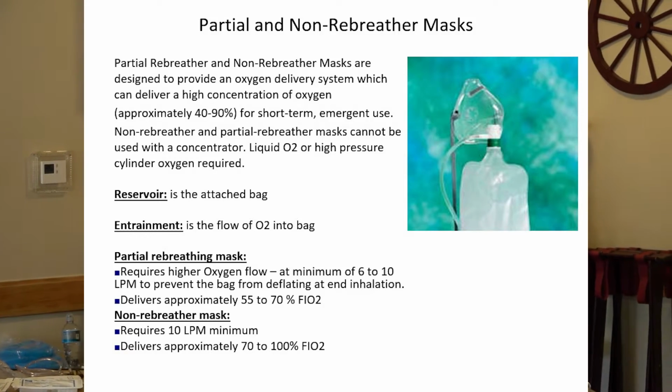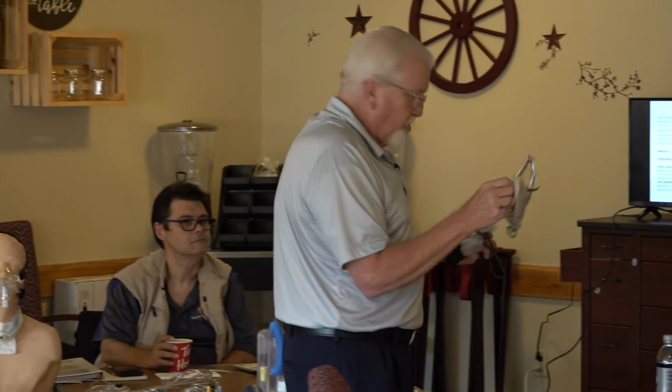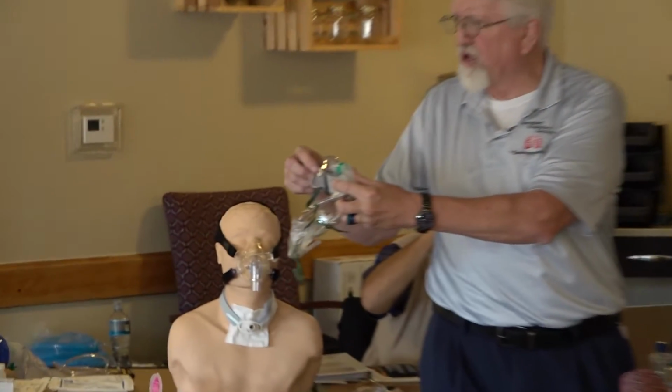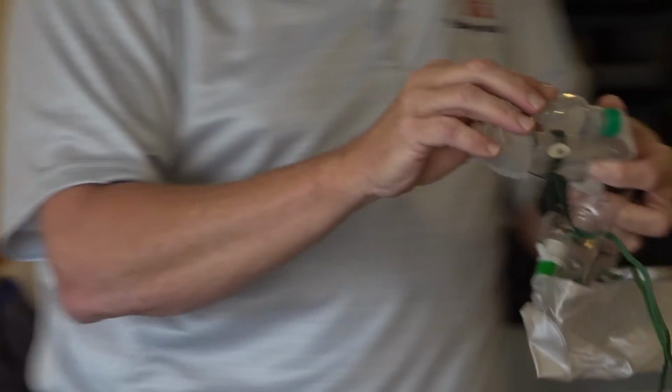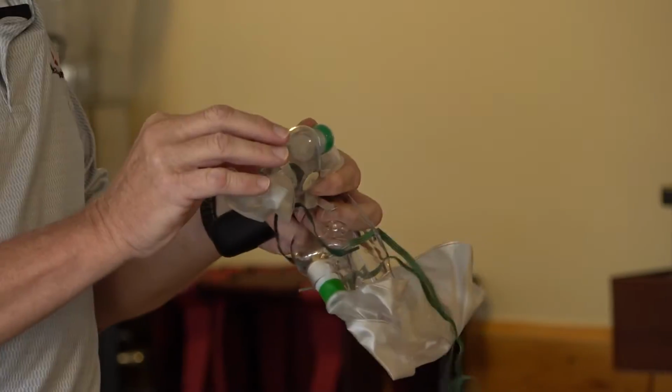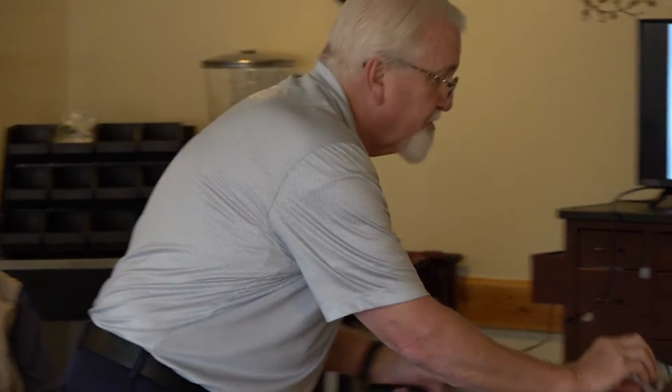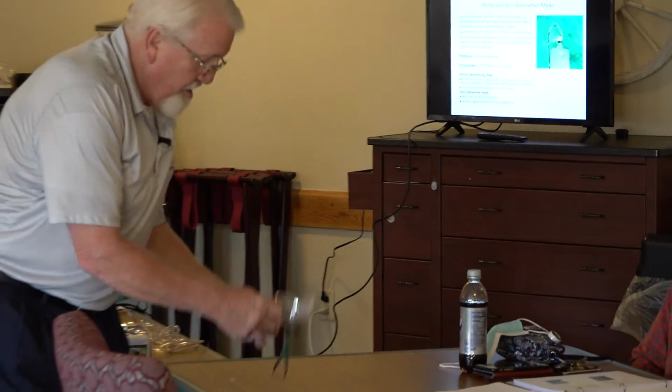So I'm going to pass this around. This is going to be your partial rebreather. You see this non-rebreather's got the little tabs on the side. So somewhere in the process, a non-rebreather is going to have it on both sides. Your partial rebreather is just going to have it on one side. Go ahead and pass that around.